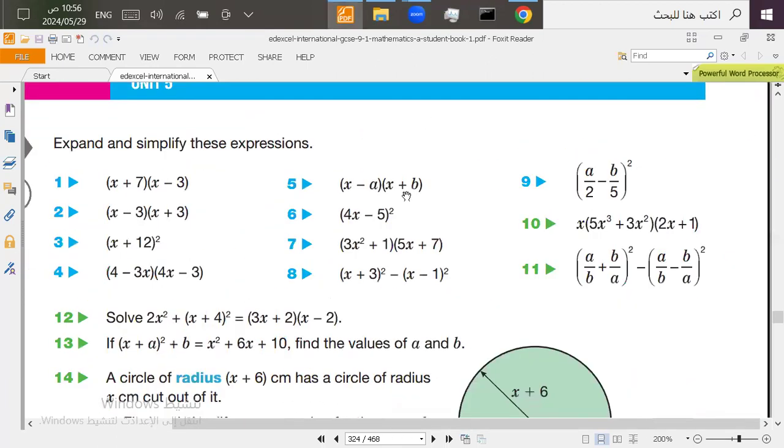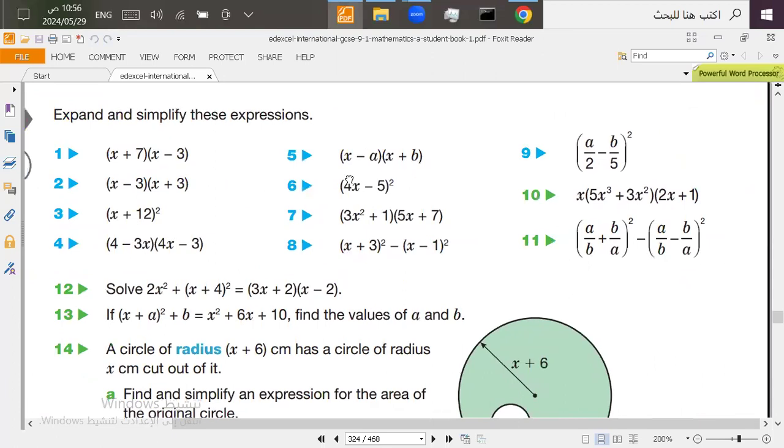Okay. Here, let's take some complicated ones. This one, question 10, we will try to do it.